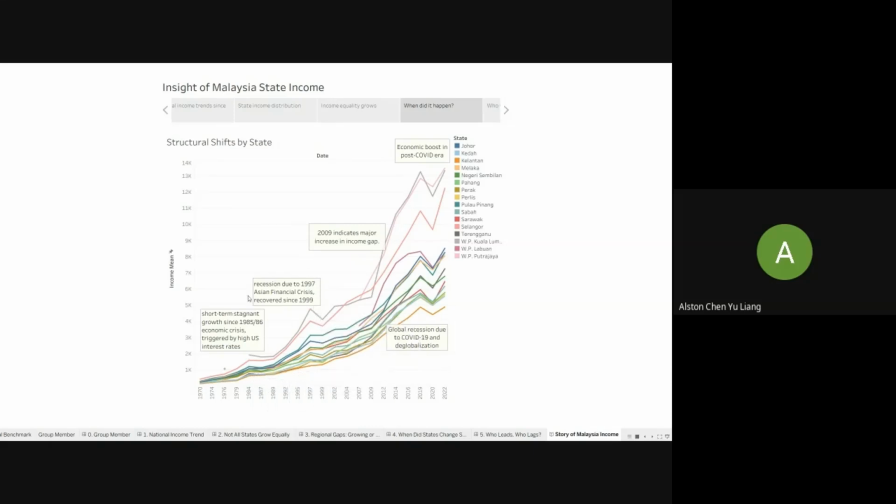Next, in 1997, we faced another financial crisis, and we can slowly see the pattern that Kuala Lumpur and also Putrajaya have deviated from the other states. This is the first time we have seen this. Second, in 2009, there is also a significant increase in the income gap between the Wilayah states and the other states. In the global recession in 2019, due to COVID-19, there is an even larger gap compared to all the previous years. In conclusion, we have three spikes here, and because of that, you can see that the other states are less robust when it comes to financial crises compared to the Wilayah states.